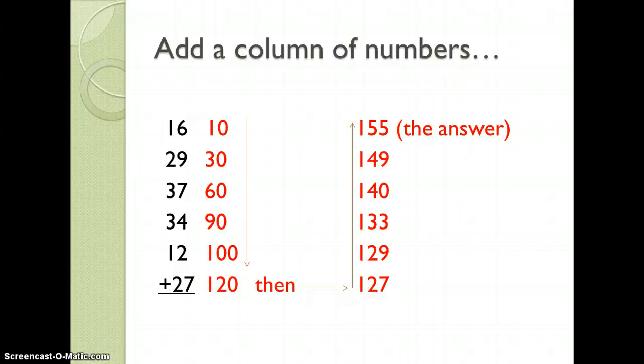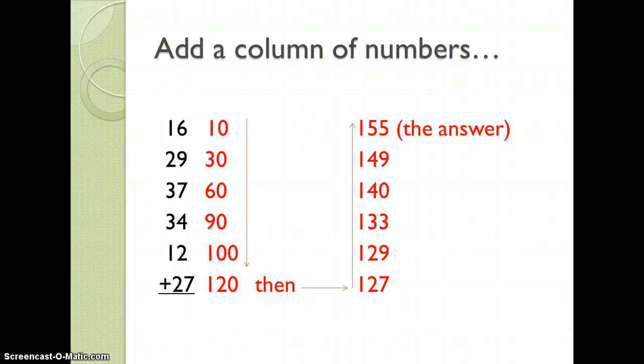ignoring the ones column. So ignore the 6, 9, 7, 4, 2, and 7, and we'll just pretend that 16 is the 10. So we go down to get to 30, we add 20 from the 29, so 10 to 30. We add 30 more for the 37, so 10, 30, 60. 30 more for the 34, so 10, 30, 60, 90. 10 more for the 12, so 100. 20 more for the 27 is 127. Then we'll move along on the right.